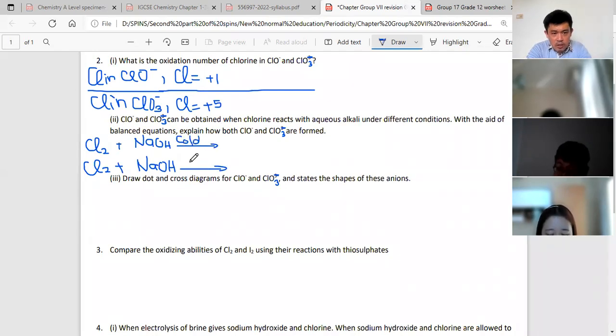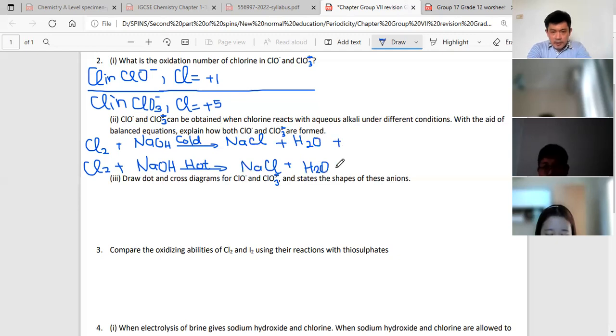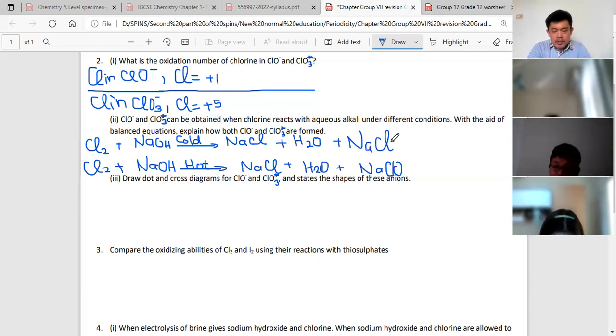Okay, so this one is cold, and this one is hot. Both hot and cold will produce sodium chloride. And water will always be produced for both. For cold, it produces sodium chlorate(I). For hot, it will produce sodium chlorate(V).